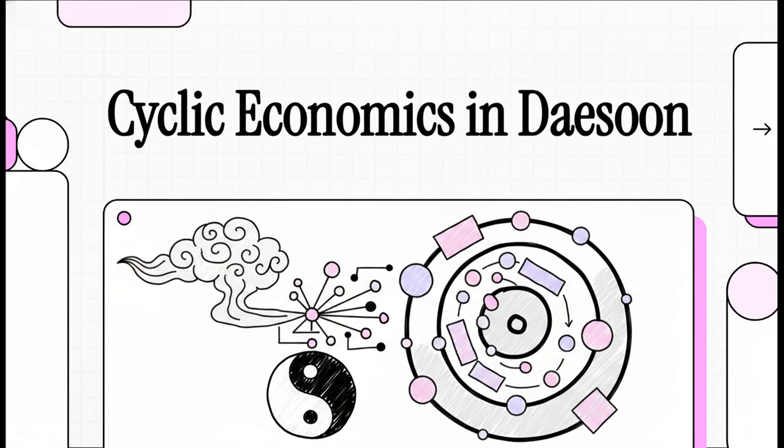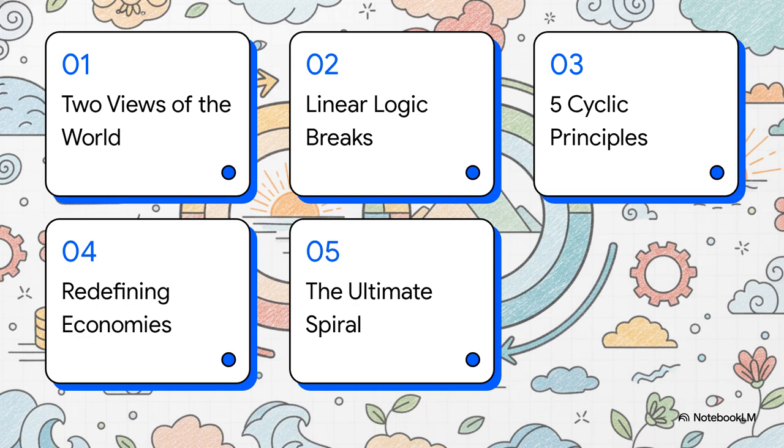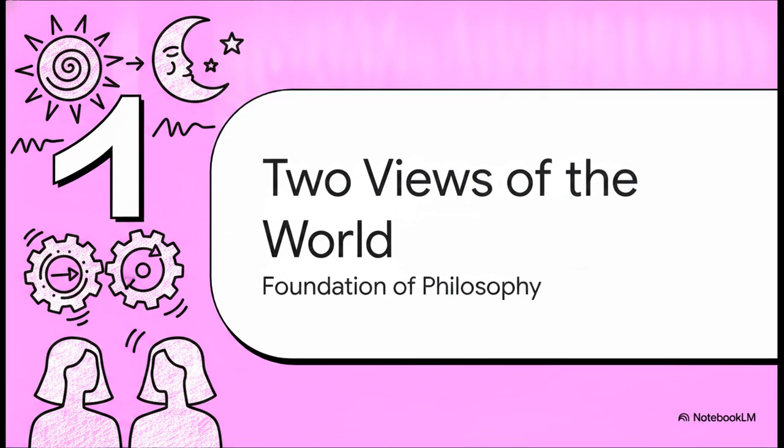It basically proposes that the universe doesn't just move forward in a straight line, but rather it moves in a continuous, beautifully complex spiral. Here's a quick look at our agenda for today. 1. Two views of the world. 2. When linear logic breaks. 3. The 5 cyclic principles. 4. Redefining economic systems. And finally, number 5. The ultimate spiral.